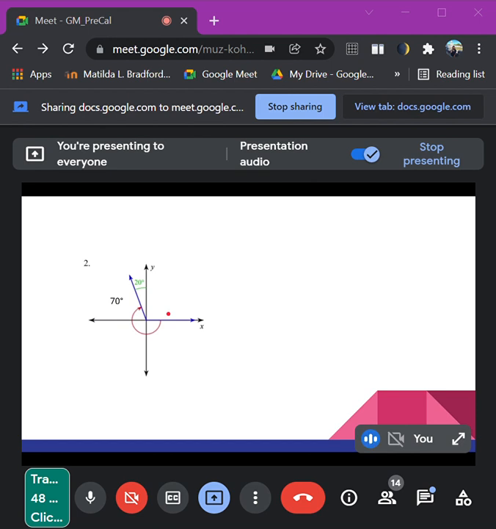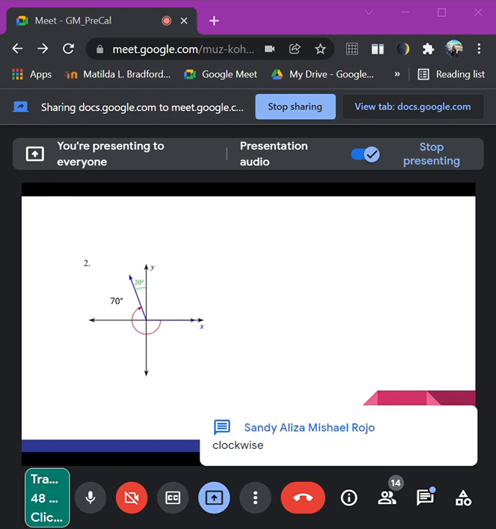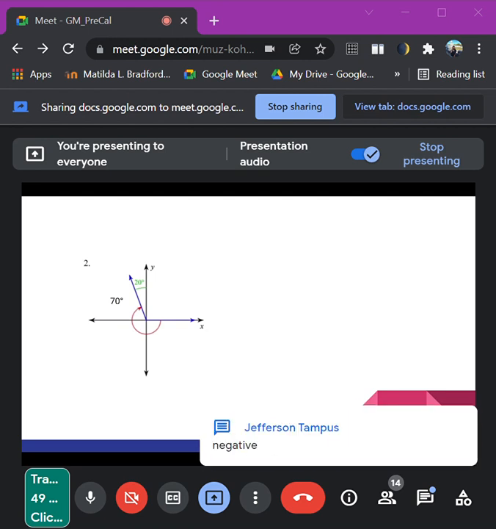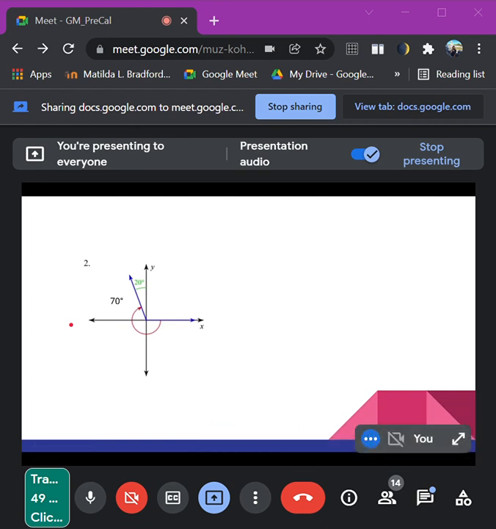So, sa atong number 2, class, is this clockwise or counterclockwise iyahang patuyok? Okay, we have clockwise. If we have clockwise, positive, negative? Okay, we have negative. So, unsaon man ni nato siya, class? Unsa man atong given diri? We have 20 degrees and we have this one nahatag na nako which is 70 degrees.